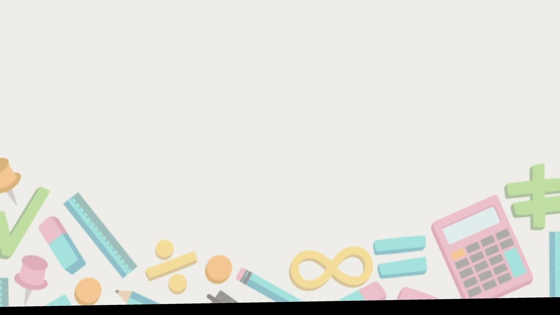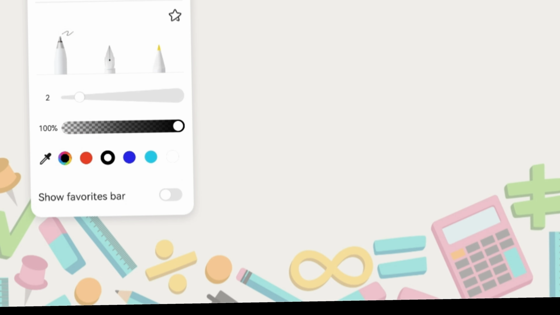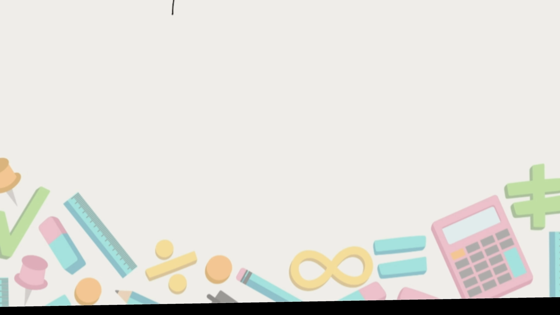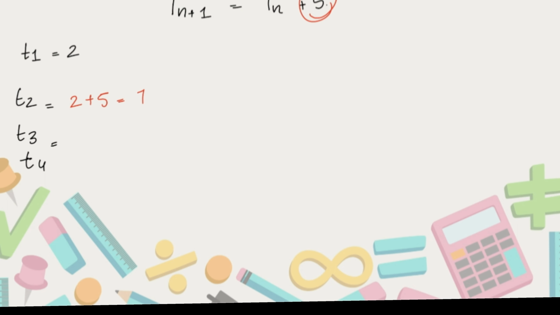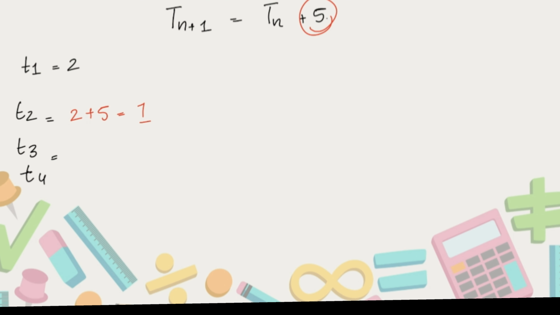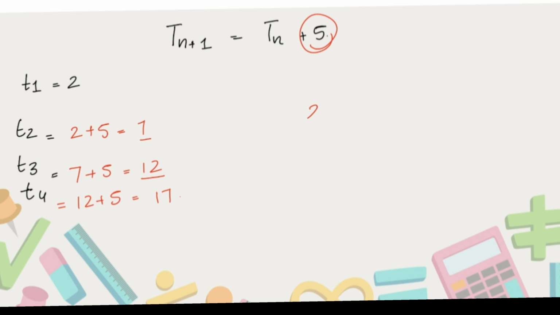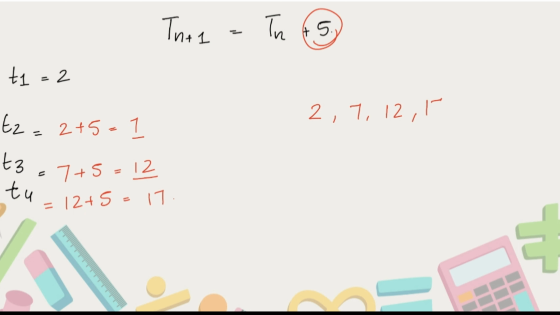Can you calculate the terms required and generate a sequence? Okay, if tn plus 1 is given as tn plus 5, and the first term is given as 2, can you calculate t2, t3 and t4? Yes, it's very easy. You just have to add the common difference with the first term. So 2 plus 5, that would be 7. Then you have to add the second term with the common difference 5, that is 12. And then the third term you have to add 12 plus 5, the common difference, so you get 17. So the sequence we have formed over here is 2, 7, 12, 17.